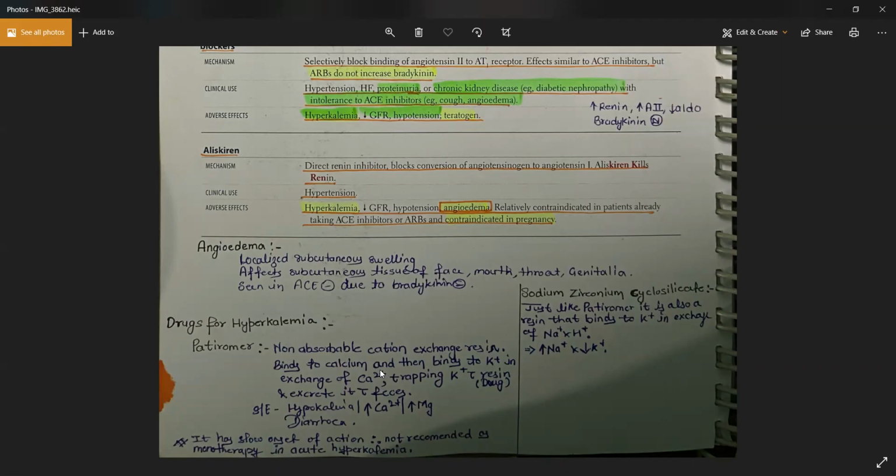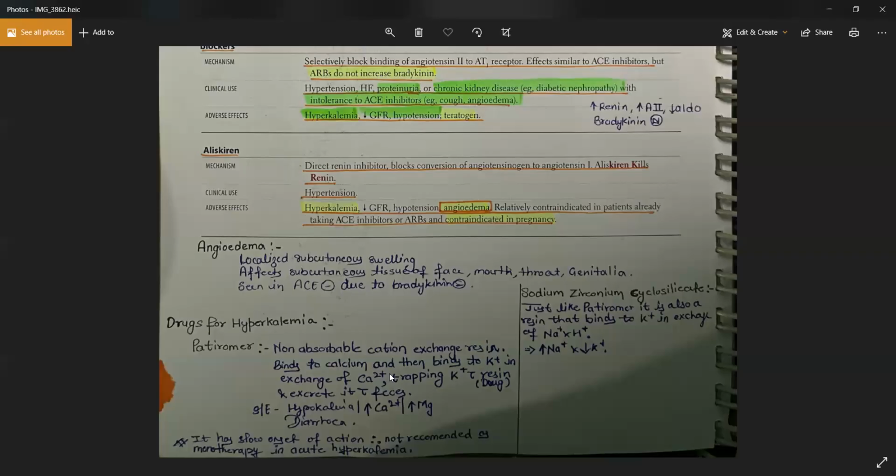So initially you combine this drug with the calcium and give it to the patient. Now in the GIT, this drug will lose the calcium, and instead of calcium, it will bind to the potassium. When it binds to the potassium, it cannot be reabsorbed in the GIT, and as a result the potassium will be lost in the GIT, and instead you will have an absorption of the calcium.